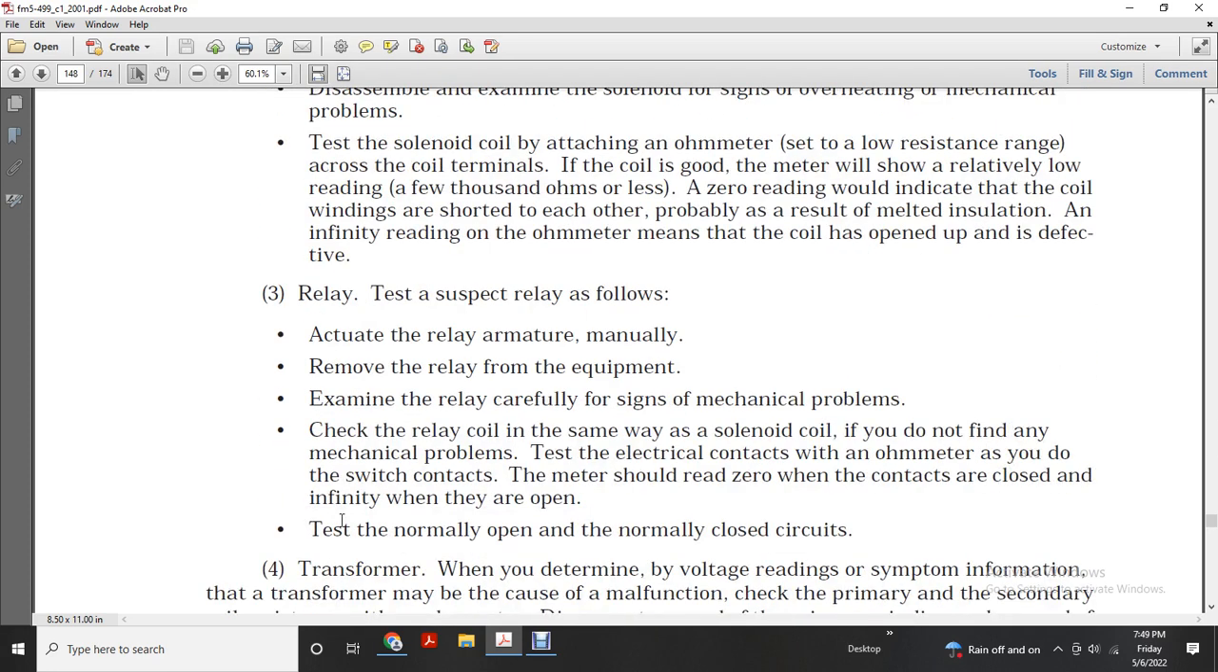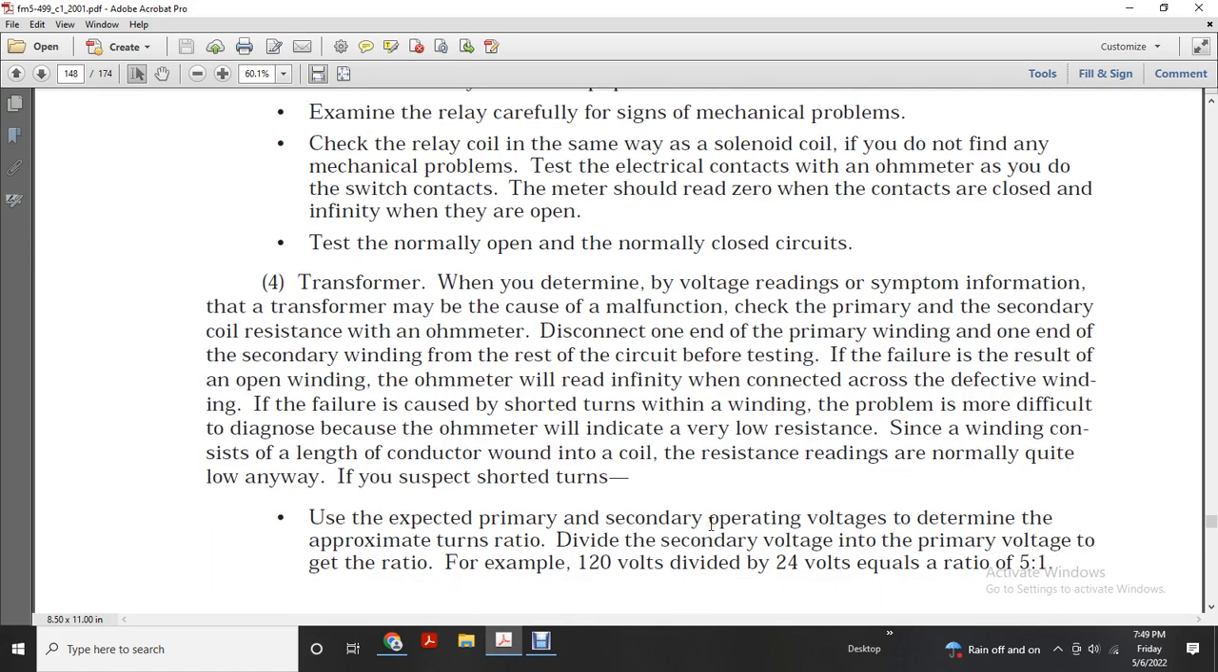Relay. Test the suspected relay as follows. Actuate the relay armature manually. Remove the relay from the equipment. Examine the relay carefully for signs of mechanical problems. Check the relay coil the same way as the solenoid coil. If you don't find any mechanical problems, test the electrical contacts with the ohmmeter as you do with the switch contacts. The meter should read 0 when the contacts are closed, infinity when they are open. Test both the normally open and normally closed circuits.